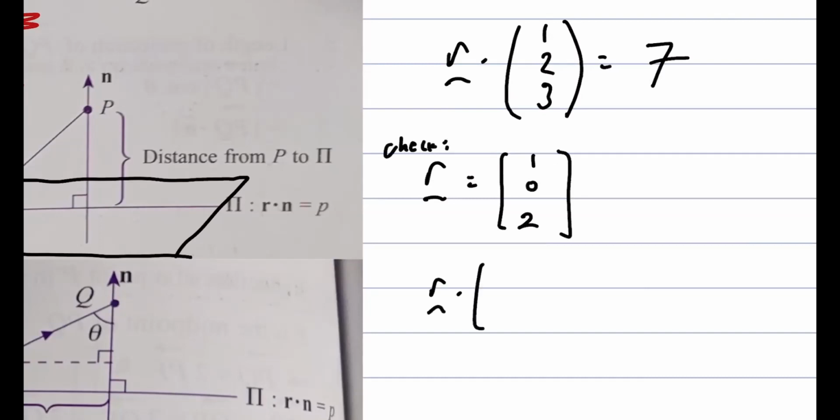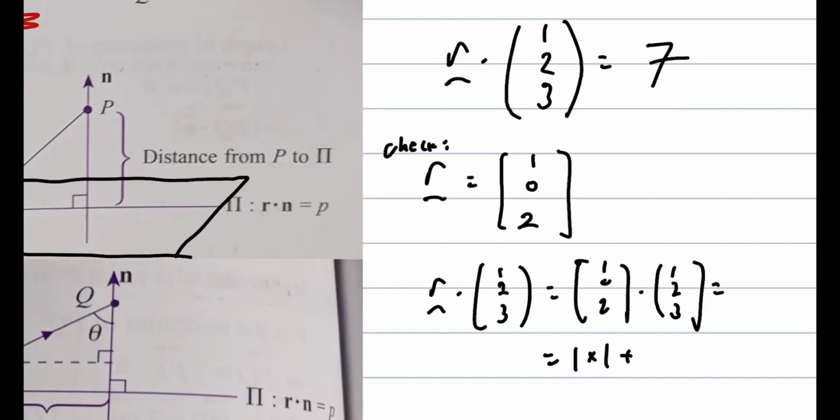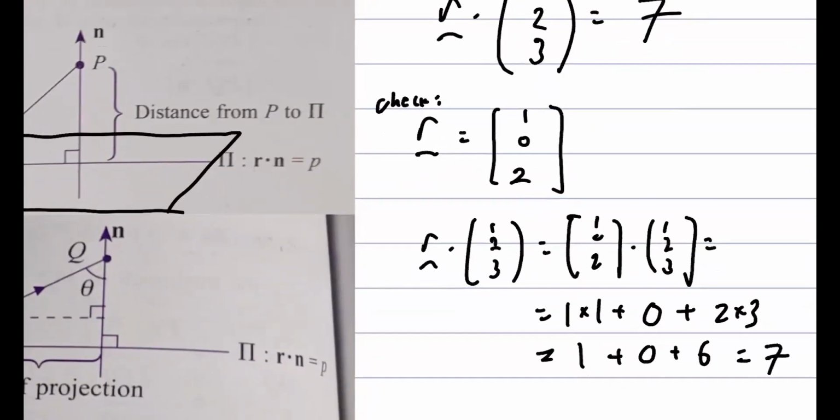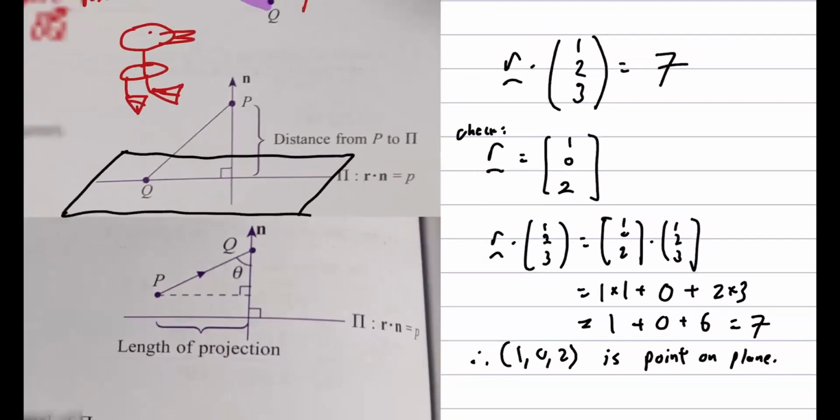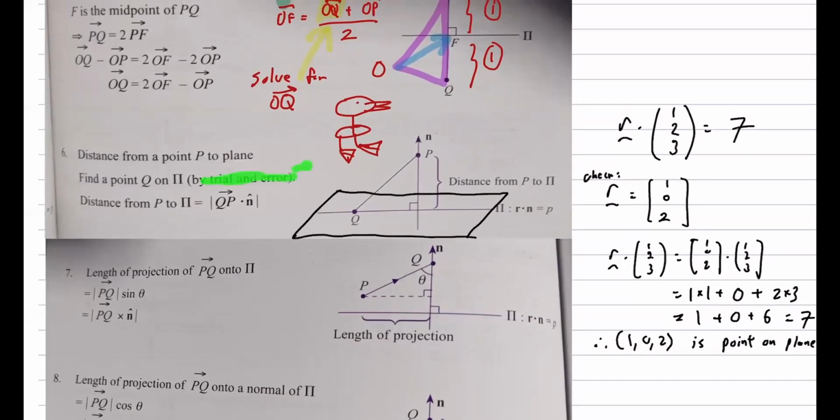So r dot (1, 2, 3) will become (1, 0, 2) dot with (1, 2, 3), which is 1 times 1 plus 0 times 2 plus 2 times 3, which is 1 plus 0 plus 6, which is 7. What a coincidence, it is 7. Therefore, we conclude that (1, 0, 2) is a point on the plane. It is one example of a point on the plane. Then that's what they are talking about when they say trial and error. Just make a guess.